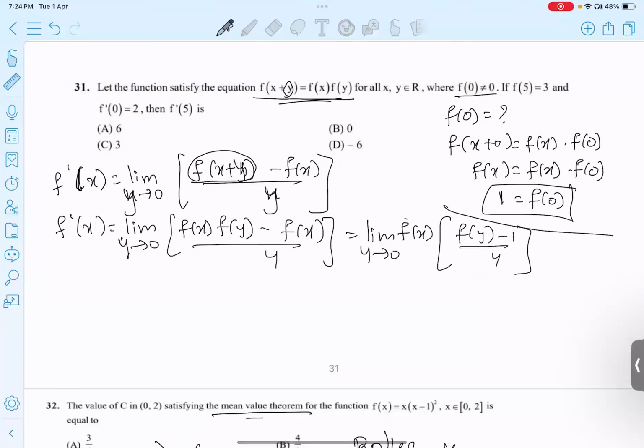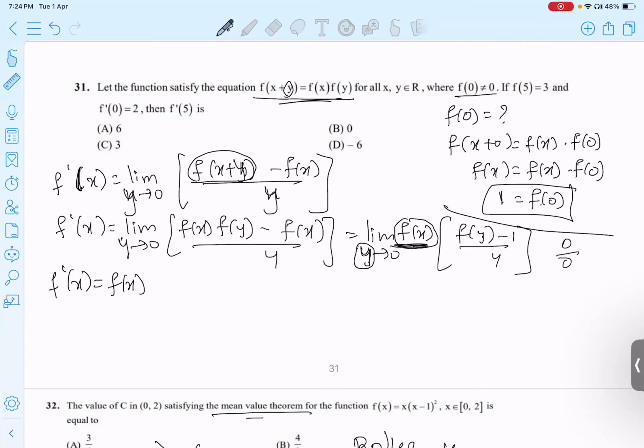So now f of x has no deal with the limit because the limit is with respect to the y variable. So I can write this f of x outside the limit because it is not concerned with the limit, because the limit is with respect to the y variable. Now, if I put y as 0, I'll get f of 0. What is the value of f of 0? 1 minus 1, and y is 0, so 0 by 0.